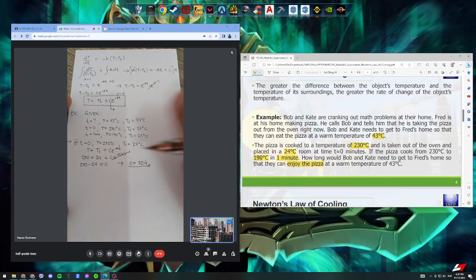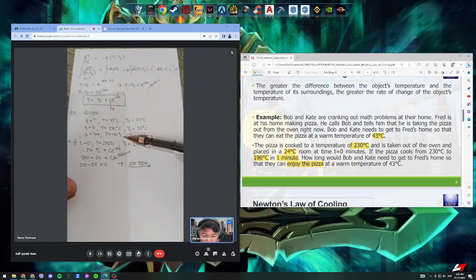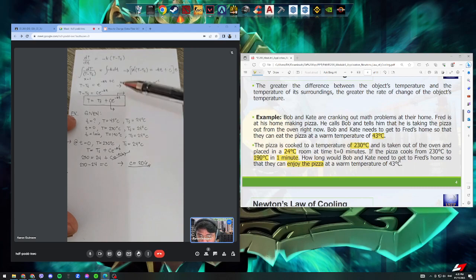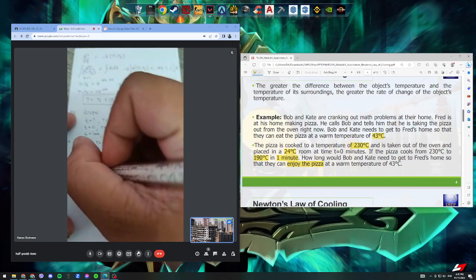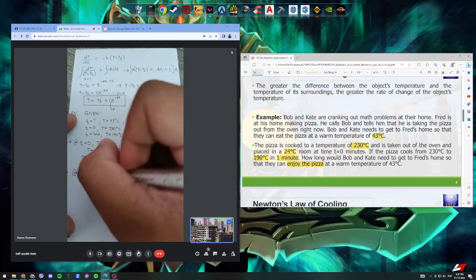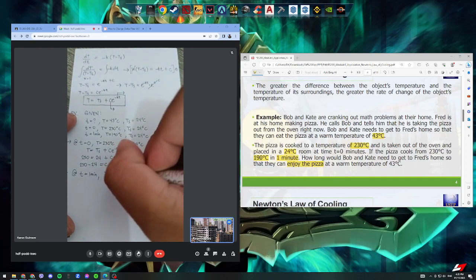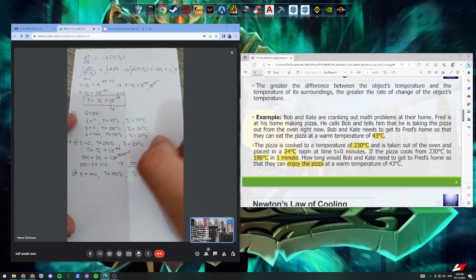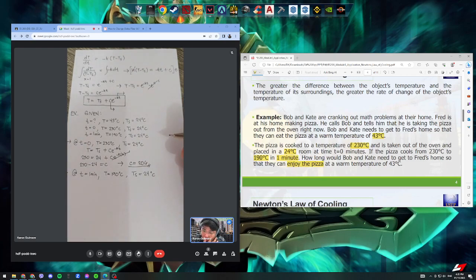So, what to do next? Use the other condition, or actually the third condition we wrote earlier, because there are still three givens. Then we can use this value of our C to get the value of our K. At time 1 minute, the temperature of our pizza will be 190 degrees, with the surroundings at a constant temperature of 24 degrees.